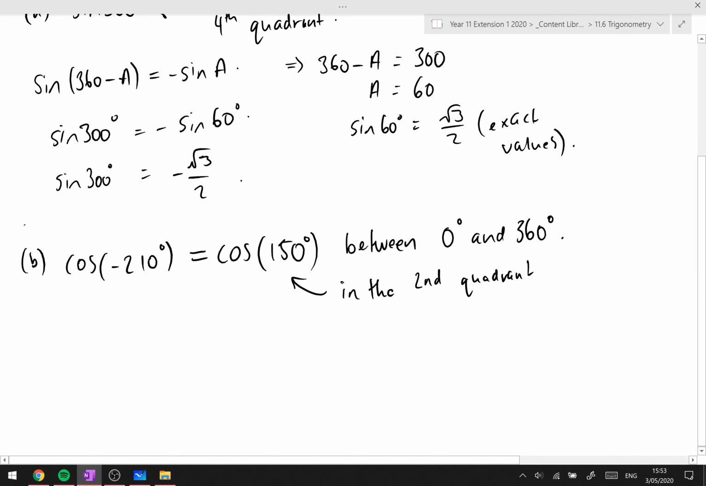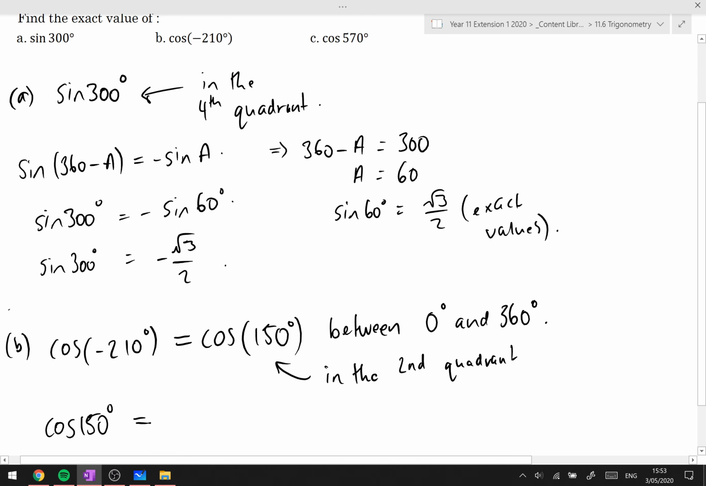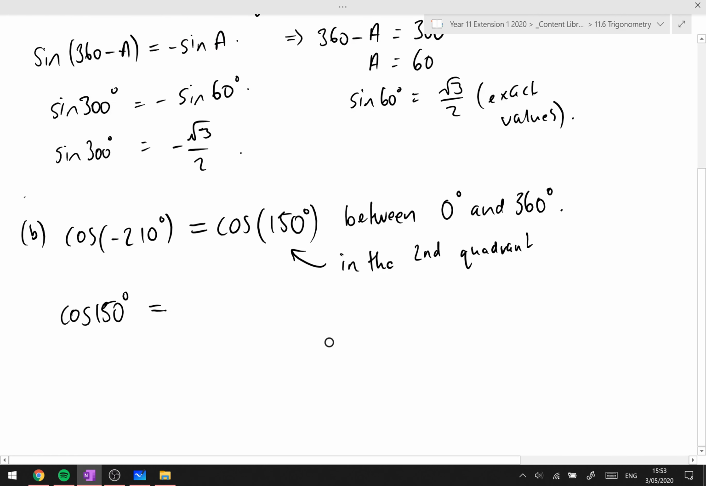So cos of 150 degrees, well, we do 180 minus 150, which is equal to 30 degrees. Or what I should be saying, actually, is we should be using our rule. We should be doing this the proper way.